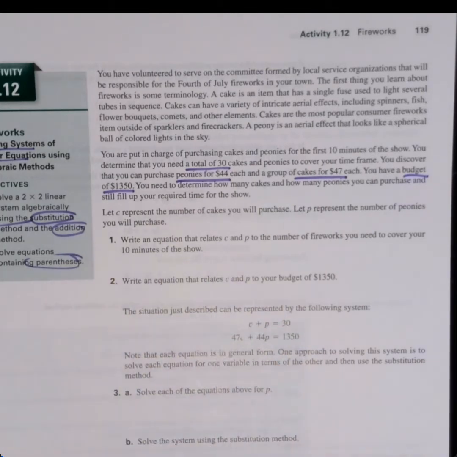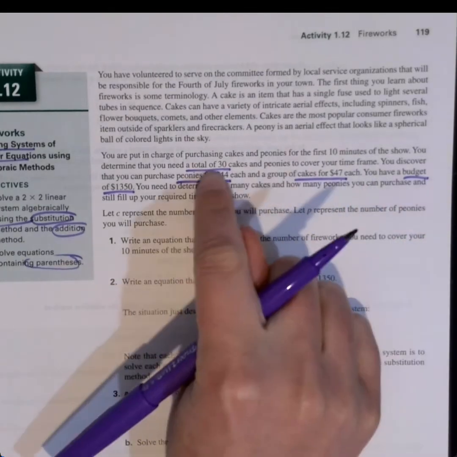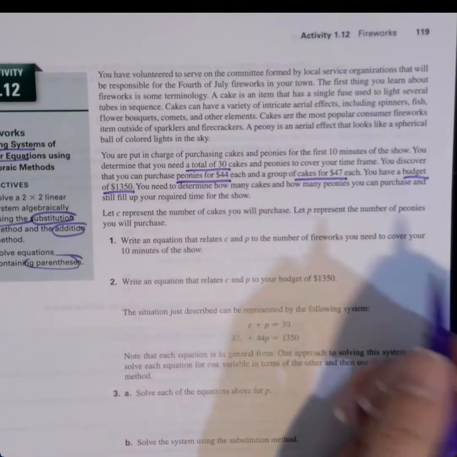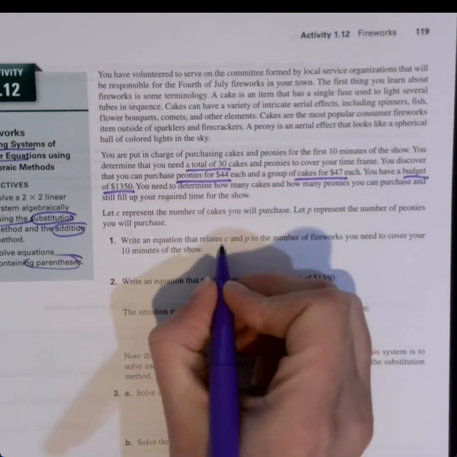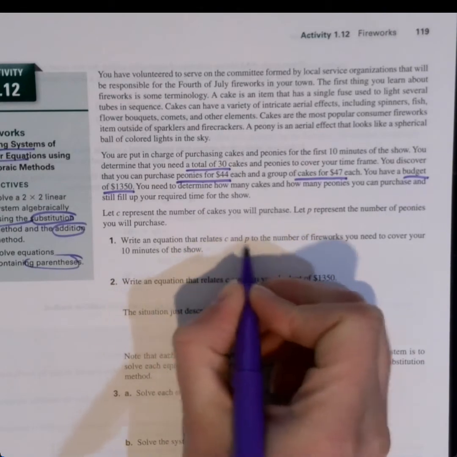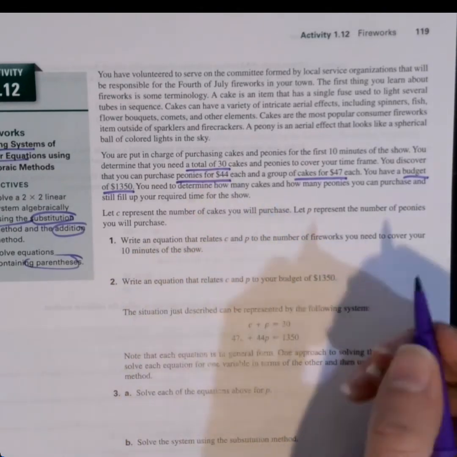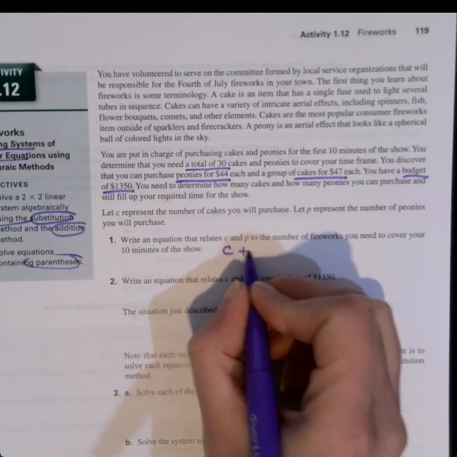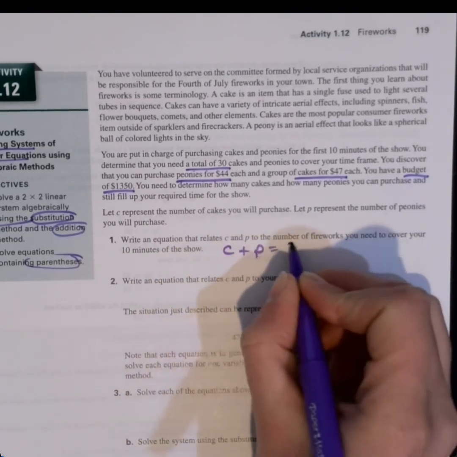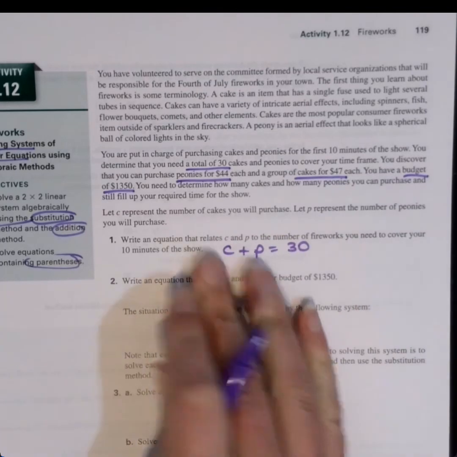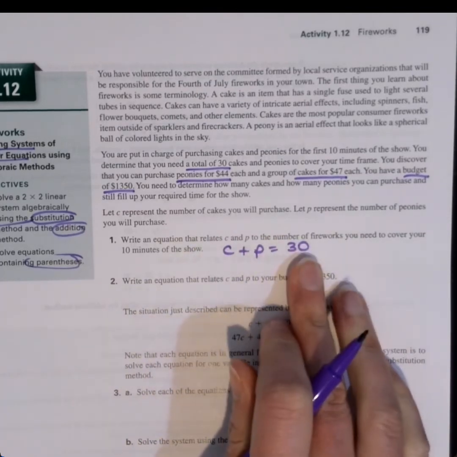Okay, so two equations. First of all, I'm going to try to buy 30 fireworks. And so for my fireworks, I'm going to call them C for cakes and P for peonies so I can keep straight my variables. C is cakes, P is peonies. I need 30 fireworks. So the total number of cakes plus the total number of peonies I buy has got to equal 30. Otherwise, I'm already screwed. I have to have 30 fireworks. So C plus P is 30.